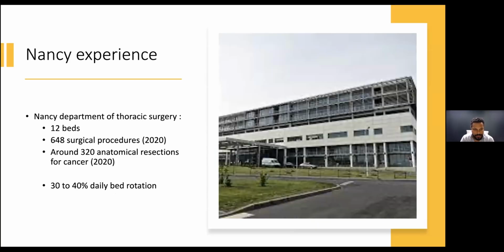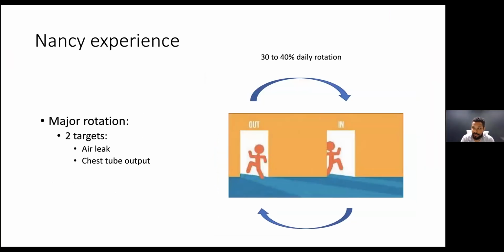So our experience in Nancy is based on a particular situation because it's a small unit with only 12 beds. And last year we performed almost around 650 surgical procedures with around 300 major resections. And so we have a 30 to 40% daily bed rotation. So we need our patients to get out of the hospital, unfortunately, really fast.